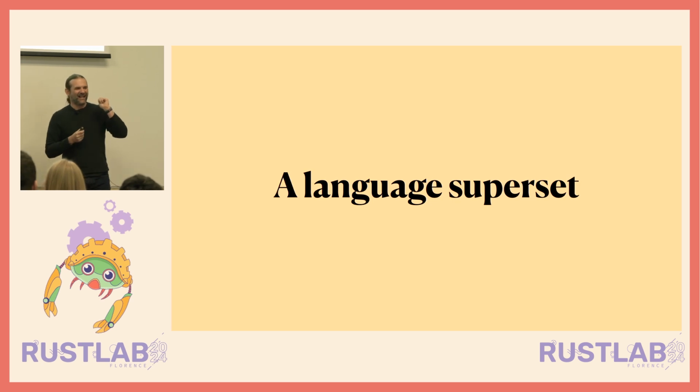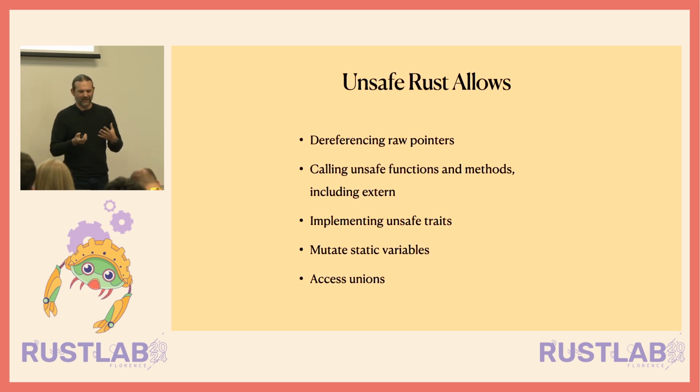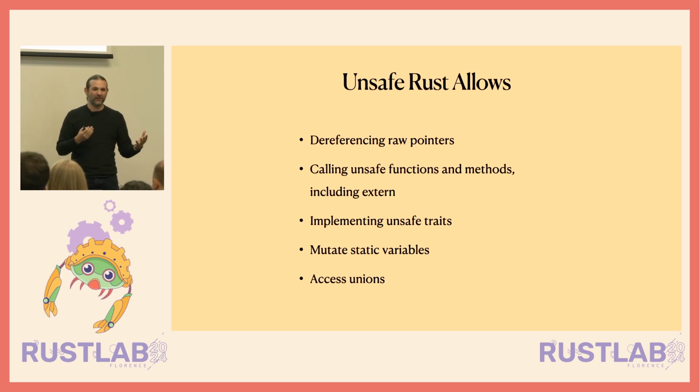So if unsafe Rust does not mean that you just unplug the safety belts and can do whatever you want, what does it mean? And the best way to describe unsafe Rust is to think of it as a language superset. This is also what you find in literature and books and documentation out there. Think of it as a language superset that gives you more capabilities. This is directly from the documentation. Unsafe Rust allows you to dereference raw pointers. We are getting to that, to call unsafe functions and methods, and I think personally those are the most important things that unsafe Rust can do.